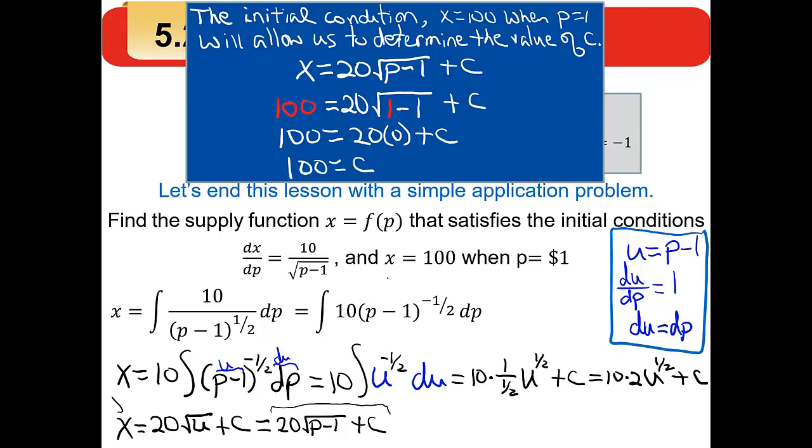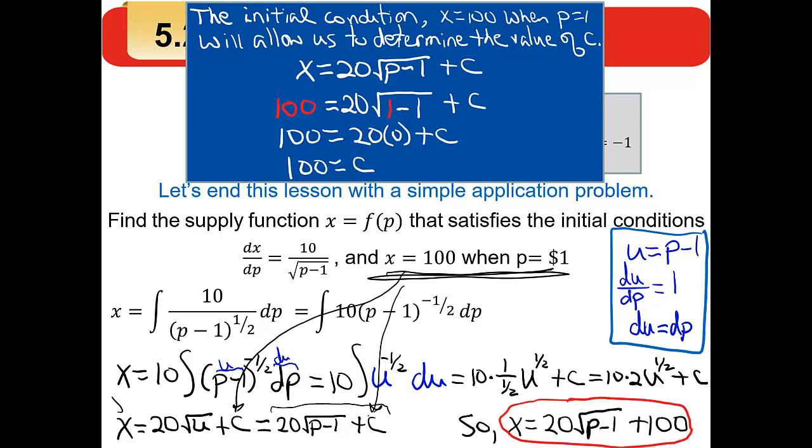So this initial condition, this extra condition they gave me, was enough information to figure out what c was. So now I know that c is equal to 100. So the answer is x is 20 times the square root of p minus 1 plus 100. The only reason I could get rid of the c and put in an actual number is because of the additional information I was given.